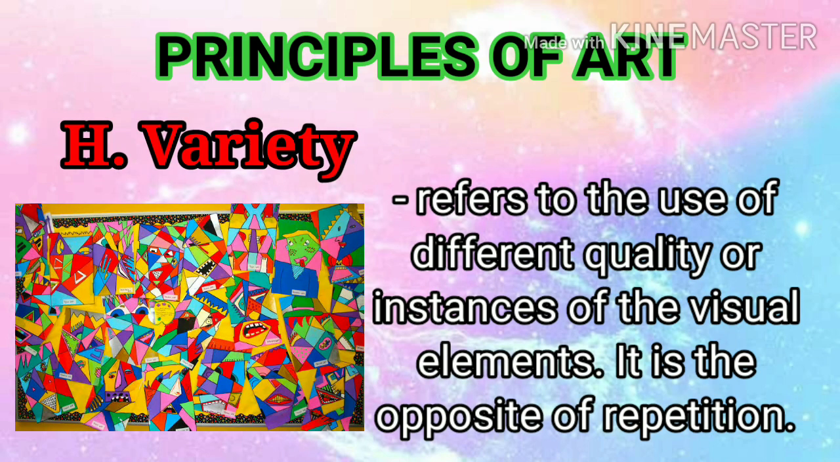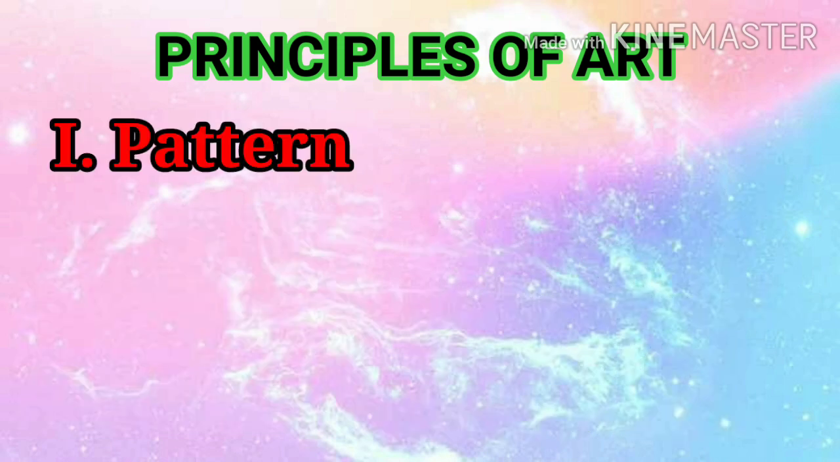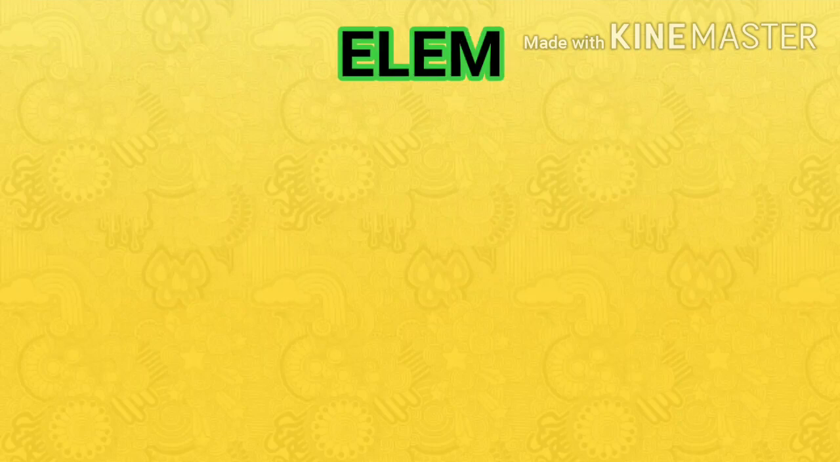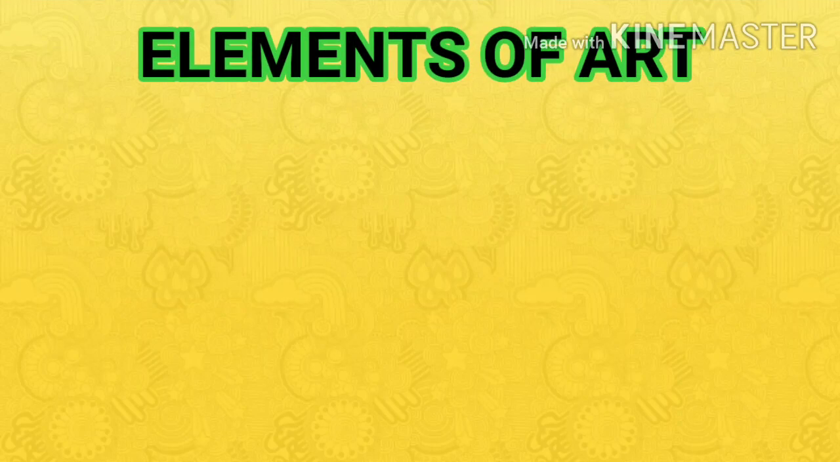Variety refers to the use of different qualities or instances of the visual elements. It is the opposite of repetition. Pattern is a design in which lines, shapes, forms, or colors are repeated. Let's proceed to the next important thing to consider, which is the elements of art.